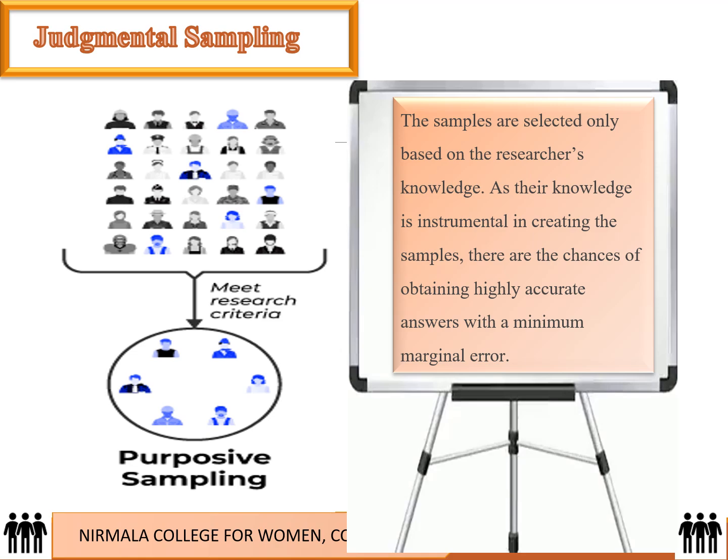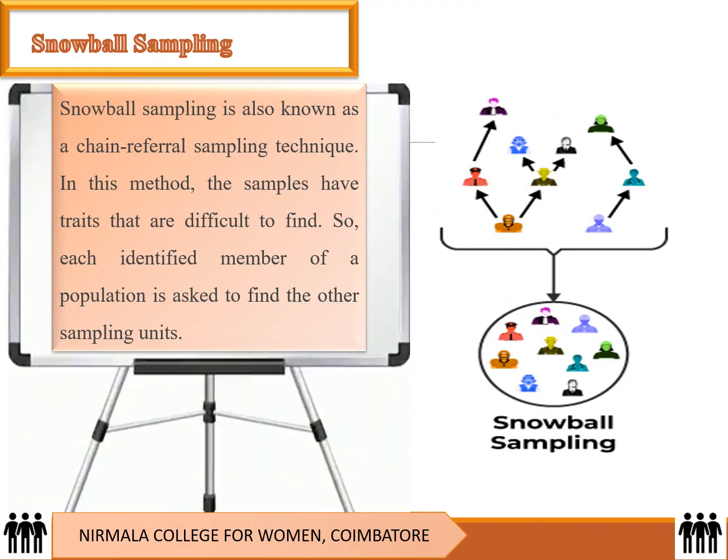So next we are moving to snowball sampling. Snowball sampling is also known as a chain referral sampling technique. In this method, the samples have traits that are difficult to find. So each identified member of the population is asked to find other sampling units. Those sampling units also belong to the same targeted population.